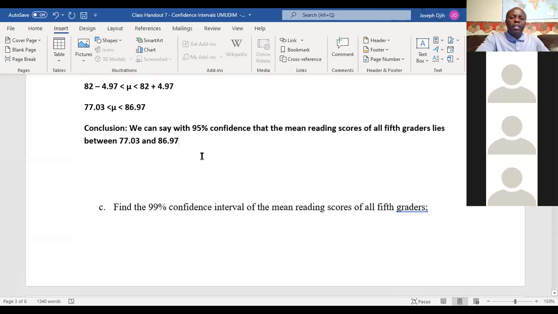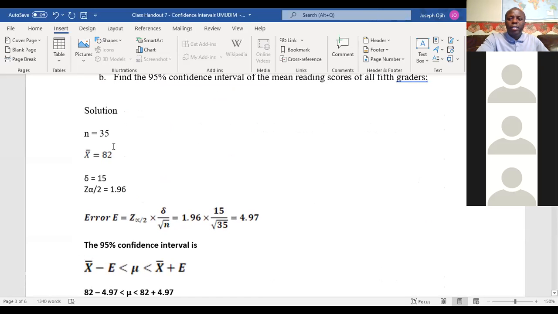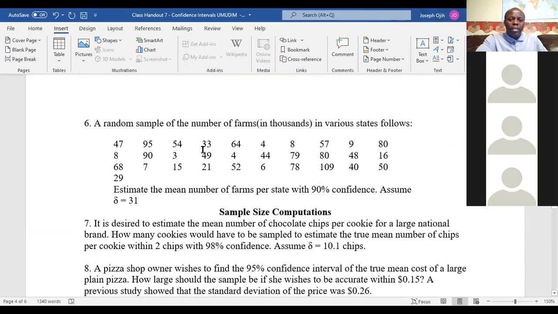Okay, good. Sometimes they will not give you the mean and standard deviation like this. This is the way you do it in your last Excel assignment that I just put in. I think it's Excel assignment 4. That way they give you numbers. If it's like this one, where they didn't give you the mean, you have to get it by yourself. That is what you see in Excel assignment 4 about confidence intervals. A random sample of the number of farms in thousands in various states is as follows. Estimate the mean number of farms per state with 95% confidence.